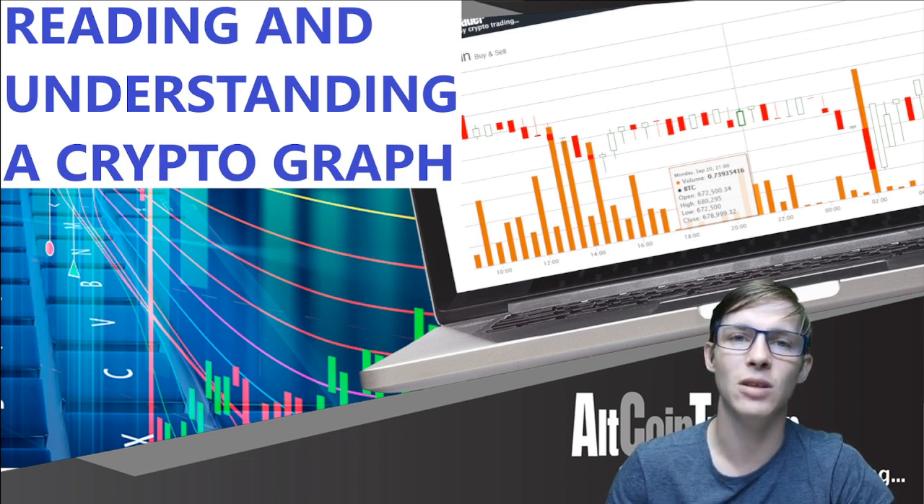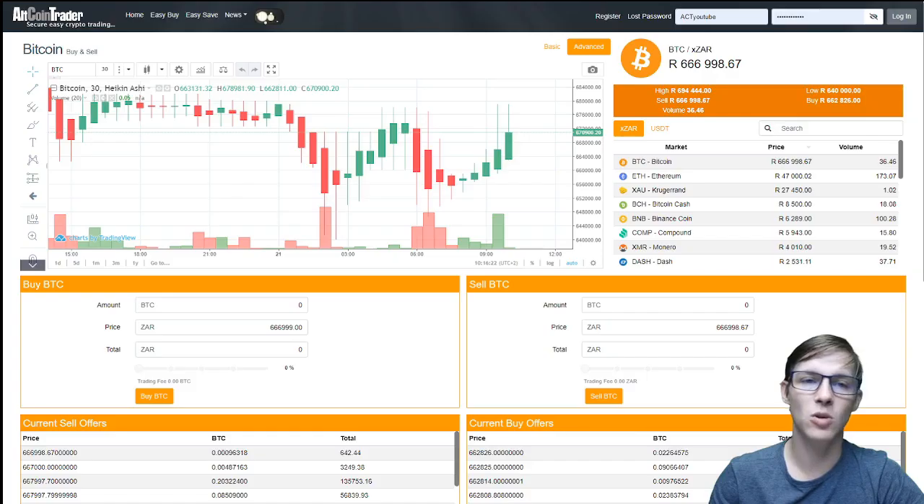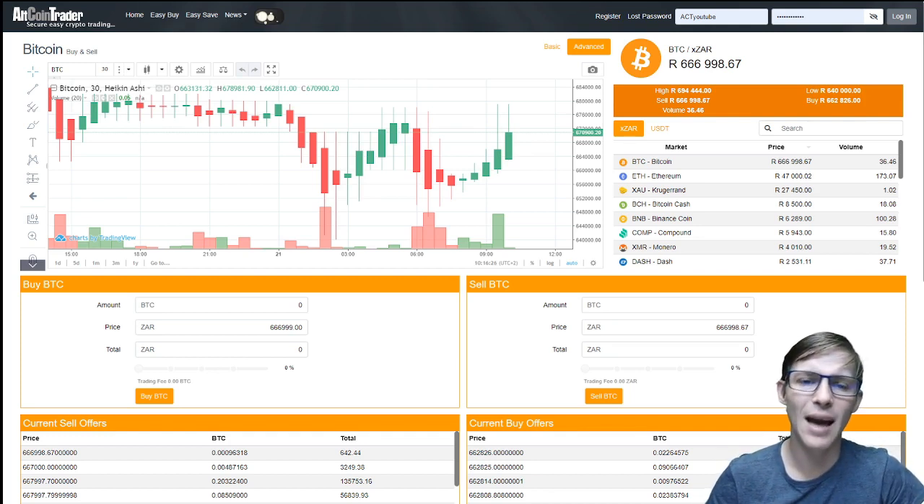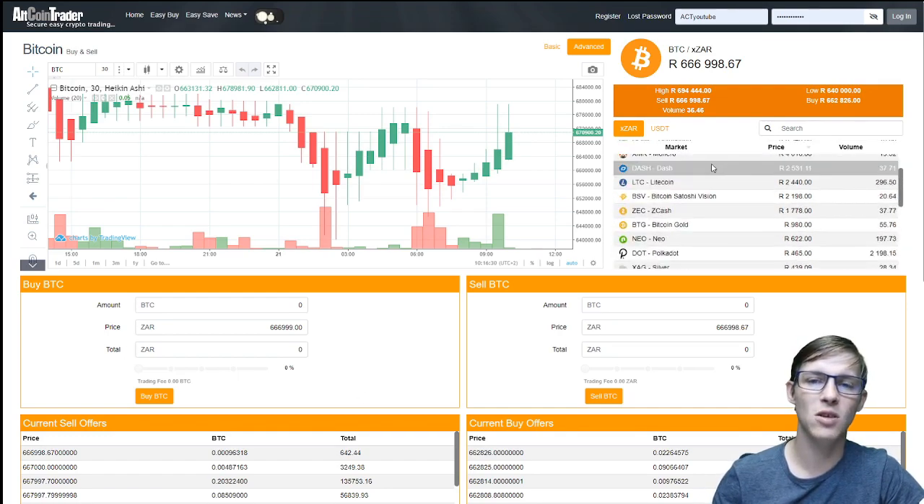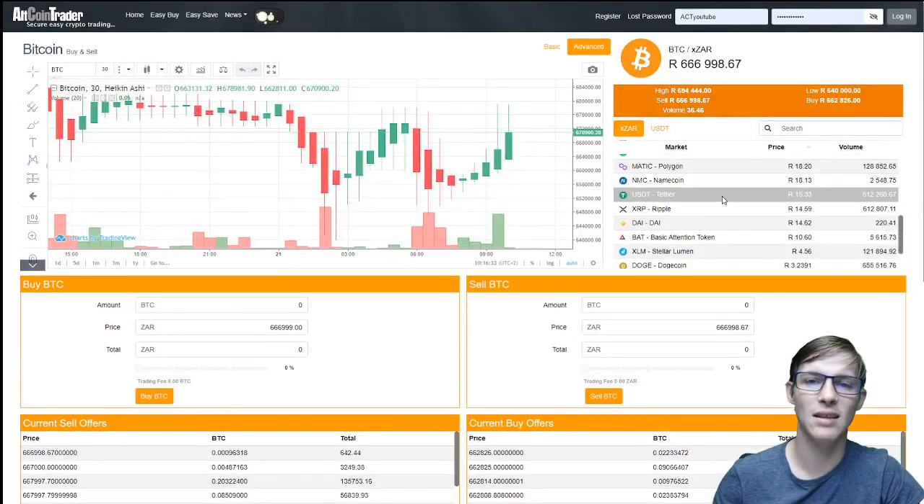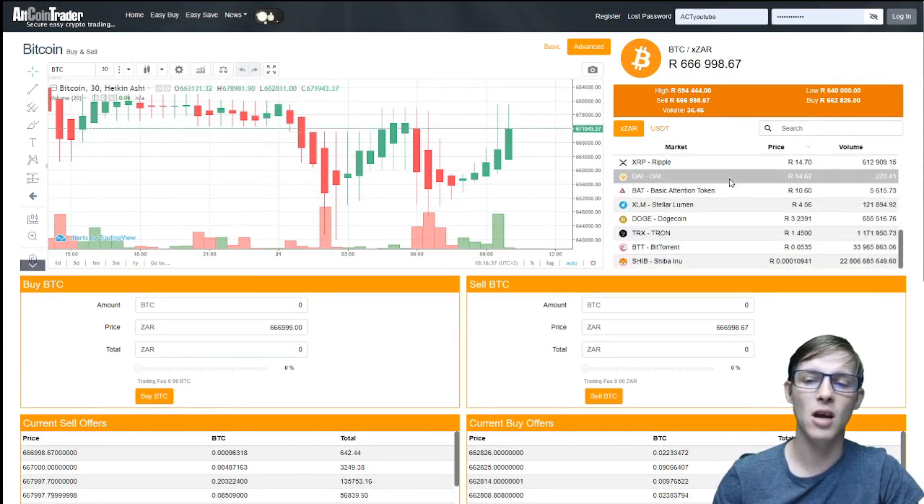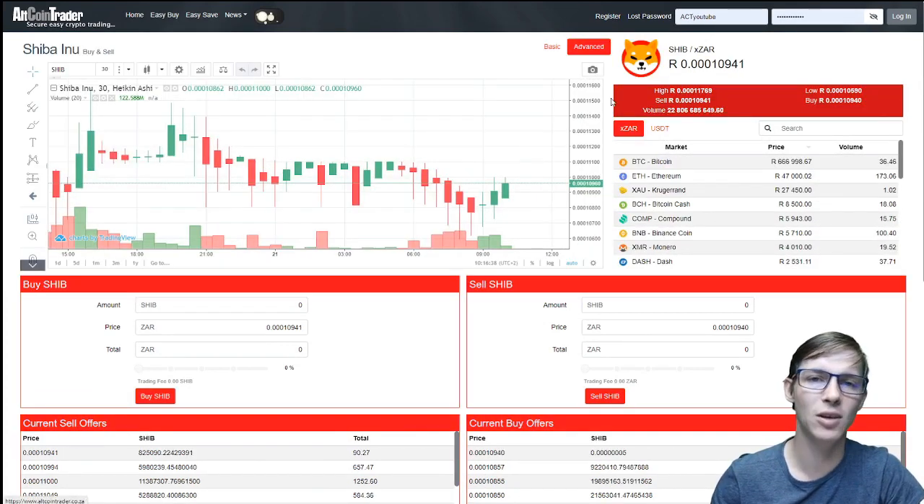But let's get into the video. So if we go to www.altcointrader.co.za, a webpage such as this will appear, and this is the AltCoinTrader exchange. As you can see, we have the list of cryptocurrencies on the right hand side that are on the exchange, and on the left is their corresponding graph. So for this video, we are going to use Shiba Inu as an example.